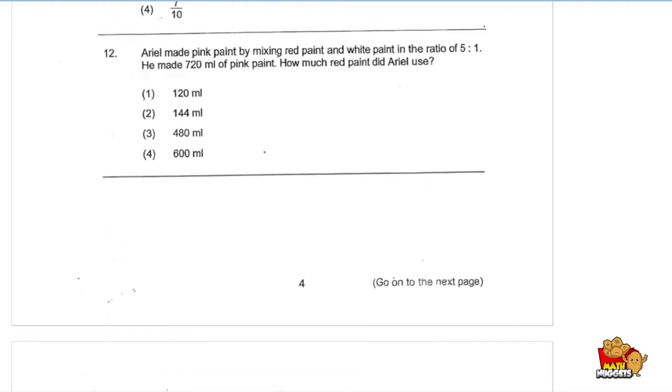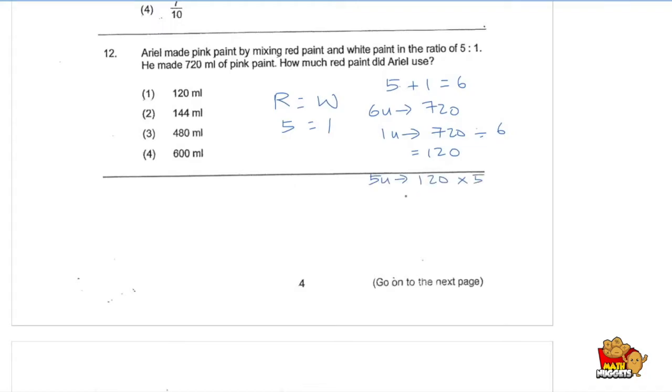Question 12. Ariel made pink paint by mixing red and white in the ratio 5:1. Red is to white, 5:1. And in total this gives us pink. So 5 plus 1 is 6 units. So 6 units is the pink paint, which is 720. Now to find 1 unit, take 720 divided by 6, I get 120. So to find the red paint, we find 5 units, which is 120 times 5, 600.